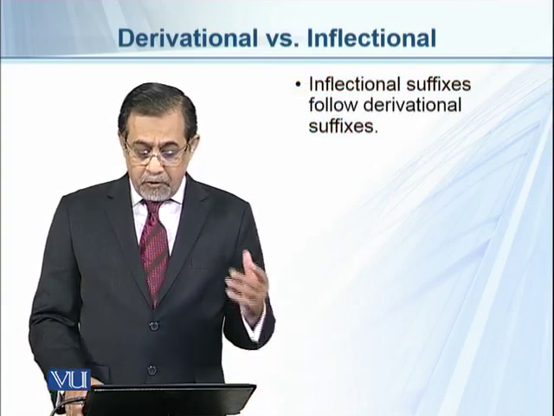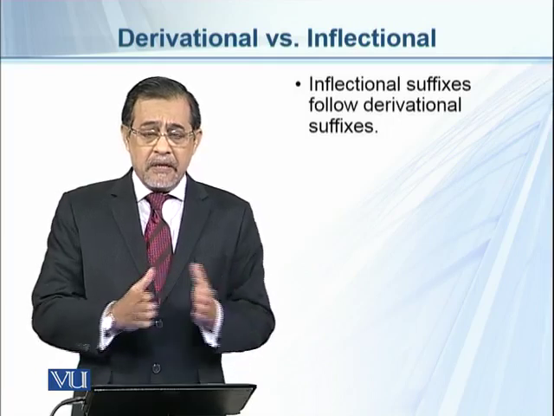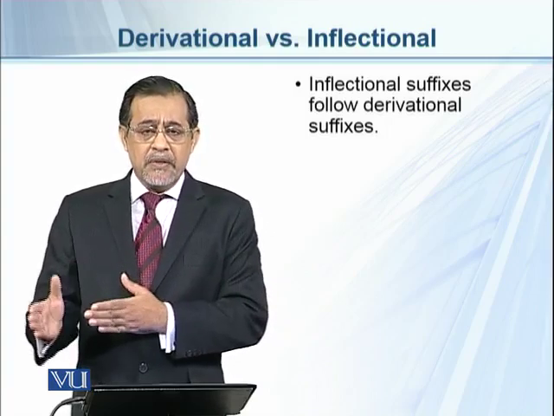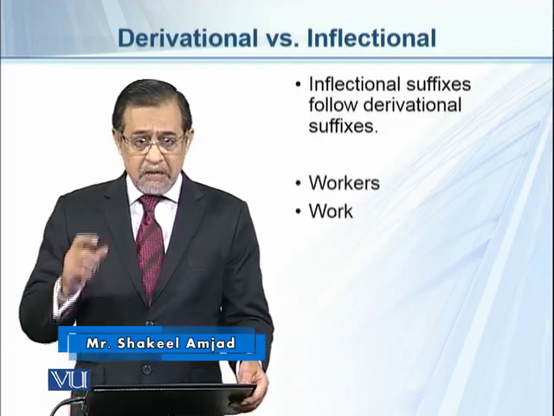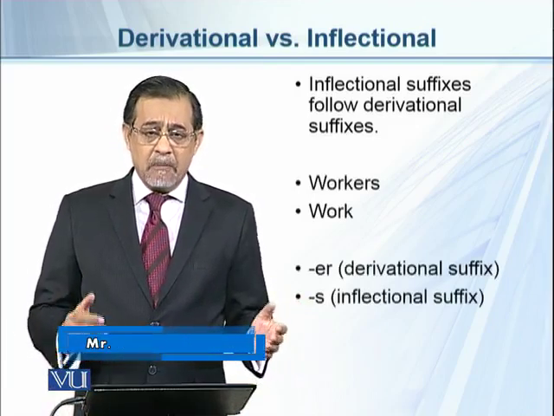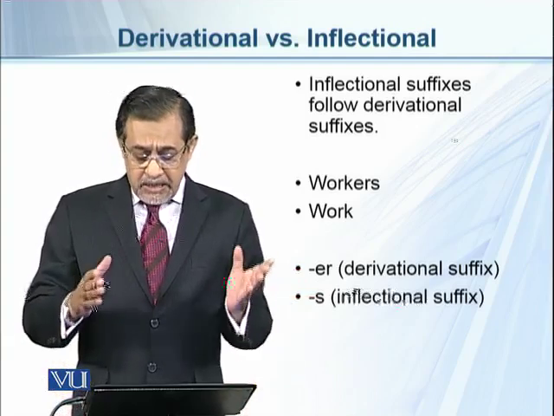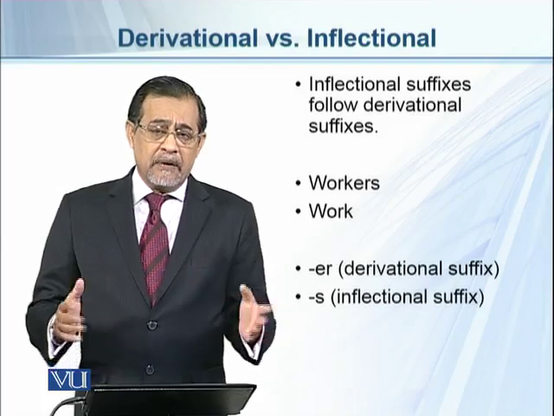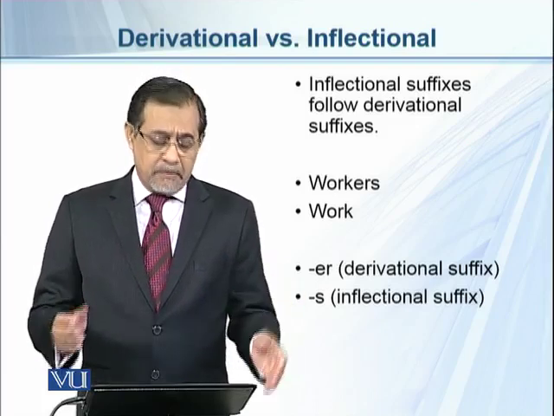Inflectional suffixes follow derivational suffixes. The order of suffixes is that first the derivational suffix is added to the stem, and then comes the inflectional. For example, we have the word workers. So the basic form is work. Then we add er, which is a derivational morpheme, which makes a verb into a noun. And then we have s, which is an inflectional suffix, which makes it plural, right? But does not change its grammatical category. It remains a noun.